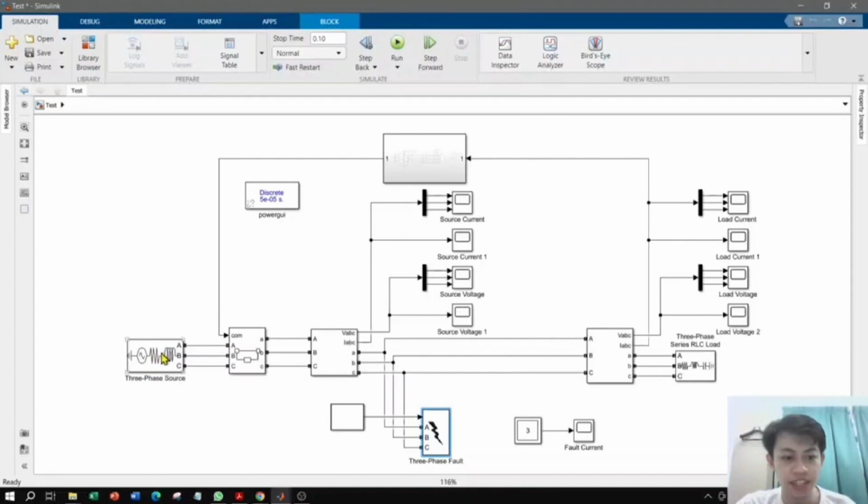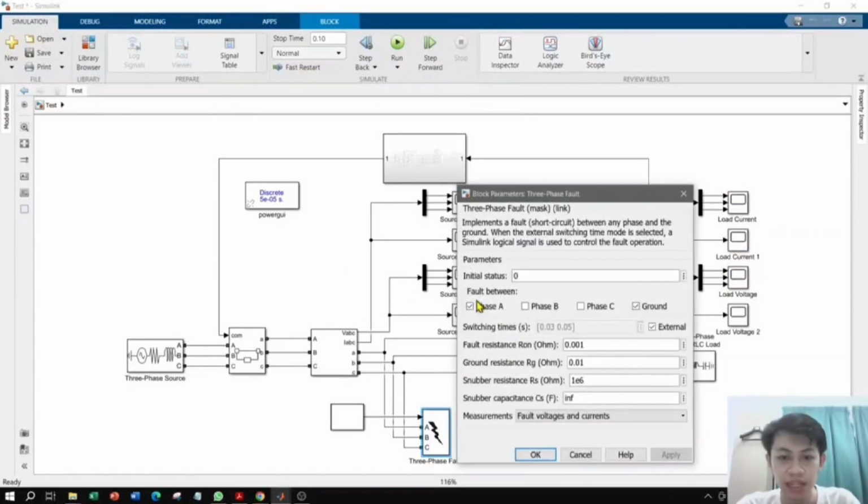So we have a 3-phase source here connecting to a 3-phase breaker, and this is for the measurement. This is the fault block that we use to insert the fault into the system. This is the load, and this is a logic subsystem to control the breaker. This is just a scope to take the measurement.